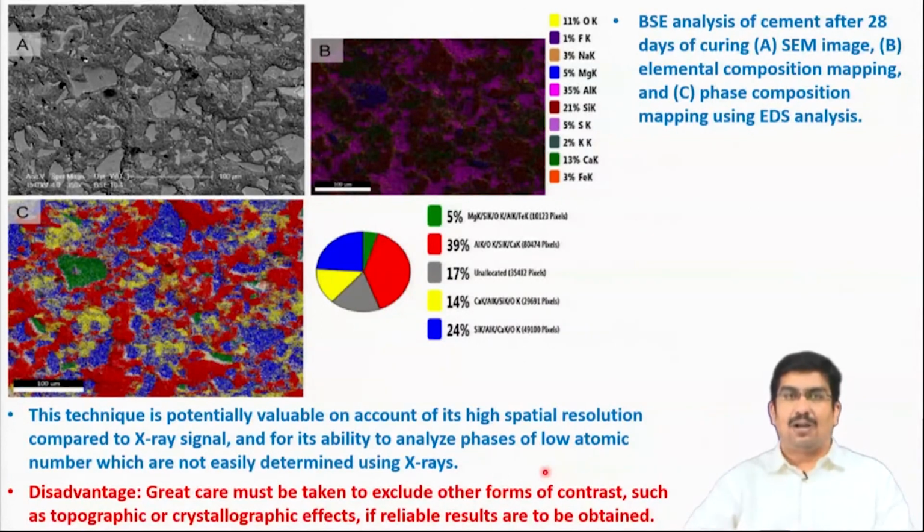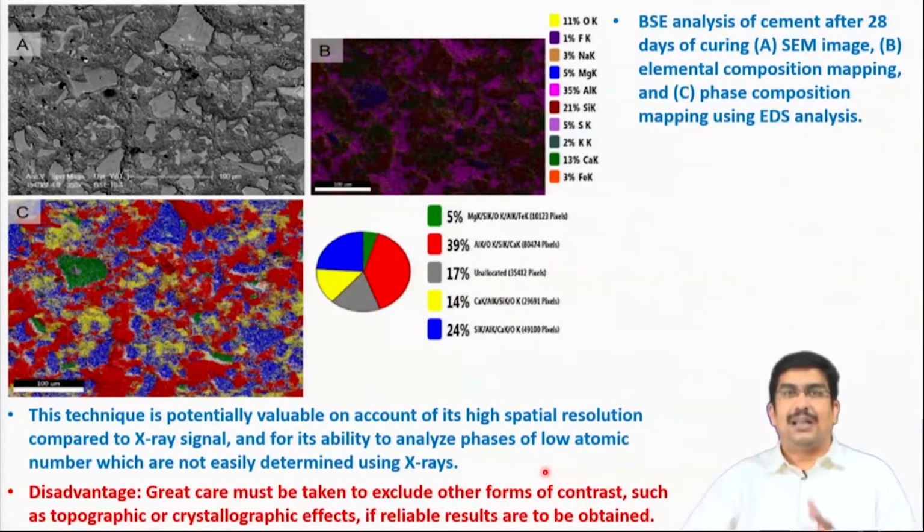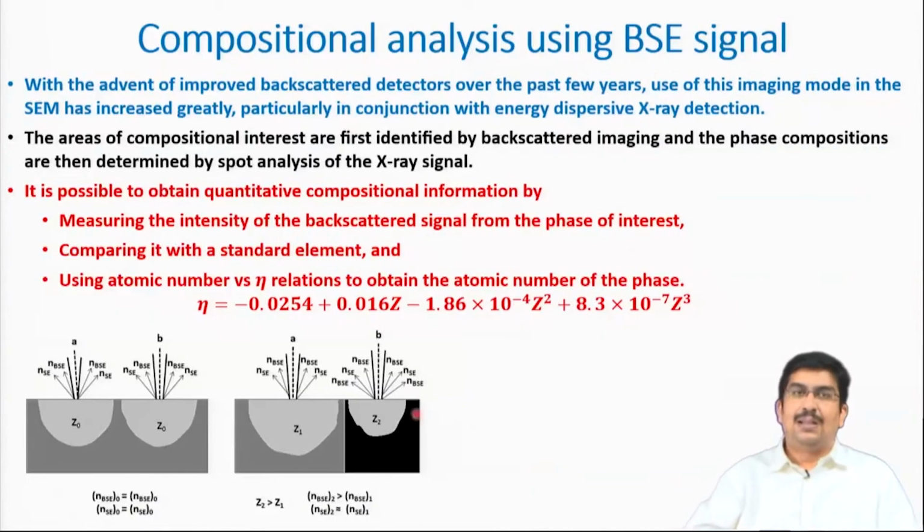Now, the disadvantage of the BSE signal is this contrast that comes from the number of BSE signals. If I have a multi-phase material, the BSE signal yield not only depends on composition, but it can also depend on the topography. So, how to deconvolute these two effects, that is a very big question. For example, if I take two elements next to each other, what is the guarantee that the number of BSE signals coming is purely due to the atomic number?